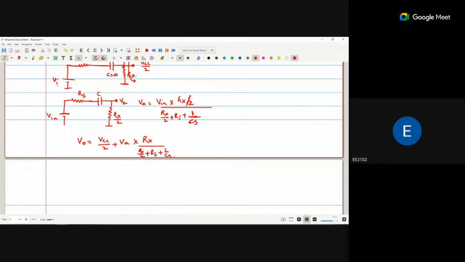And if we take C as infinite, V naught is equal to VCC by 2 plus Vin into Rx by 2 upon Rx by 2 plus Rs. Now this is Vin, not VA.